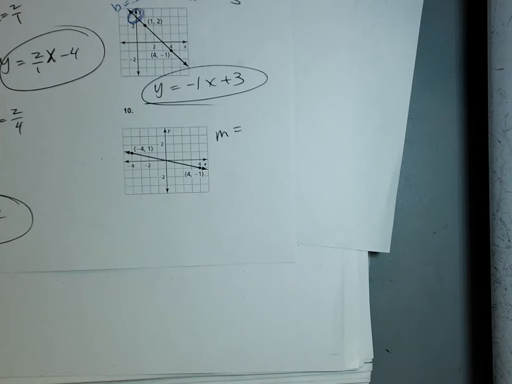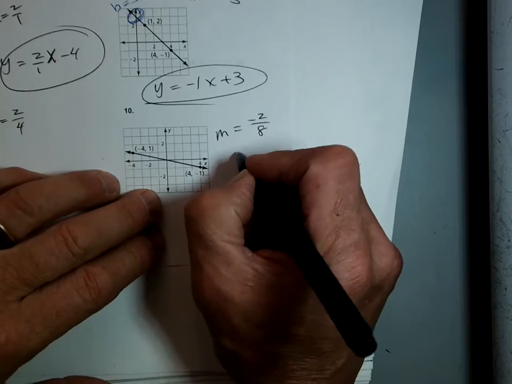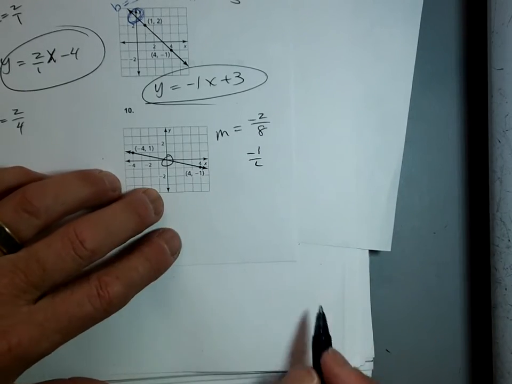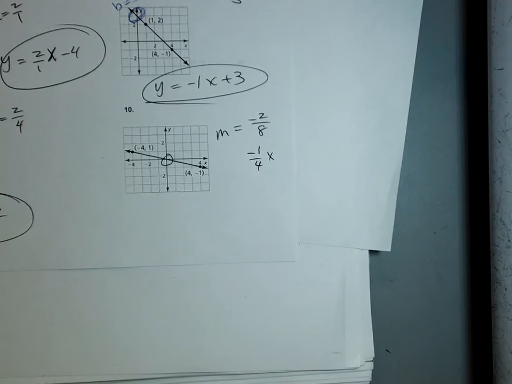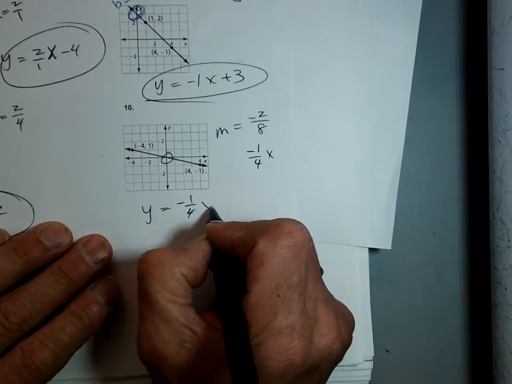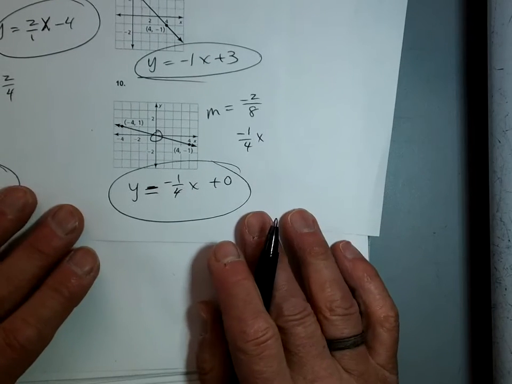Down 1, 2 over 1, 2, 3, 4, 5, 6, 7, 8, right? Down 2, so it's negative. So down 2 over 8, which is the same thing as... oh, it's going to be 0, right? Yes. I get y equals -1/4 x plus 0. Okay? Y equals negative. Perfect.